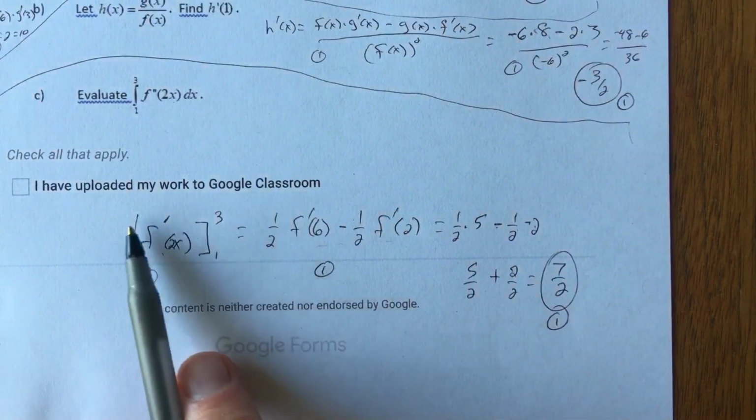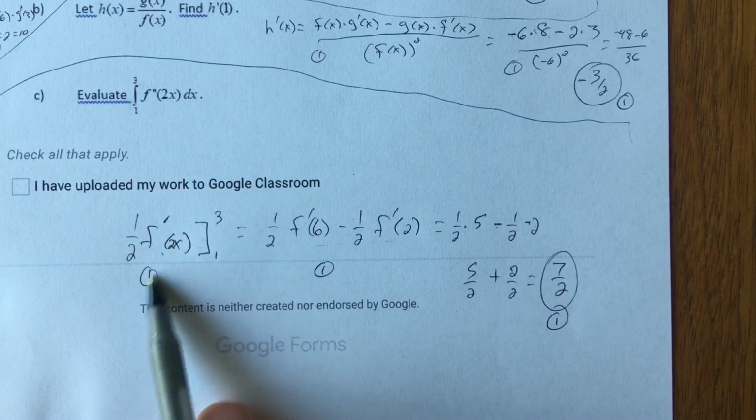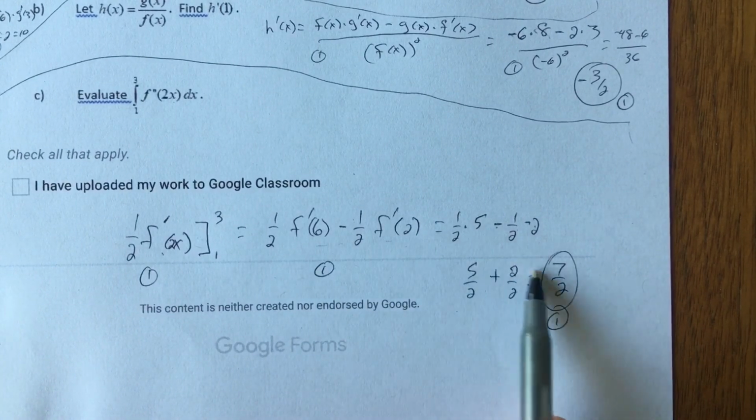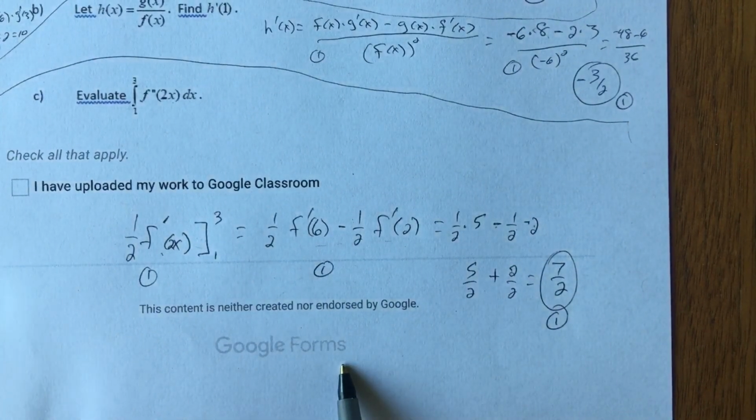So again, not too bad. The half might have thrown you off. Maybe you didn't have that, you'd lose this point. But as long as you kept going with the problem, you should probably get these 2 for sure on this one.